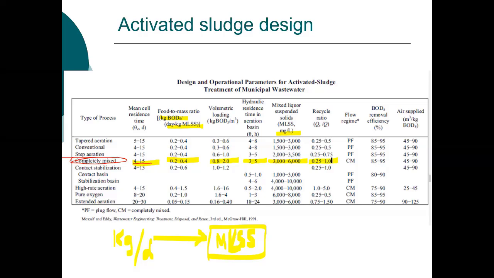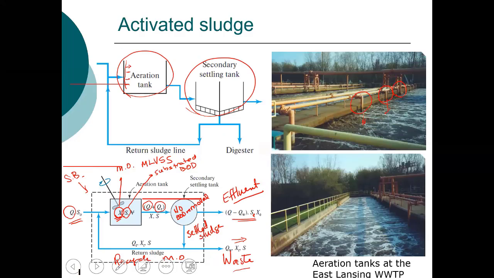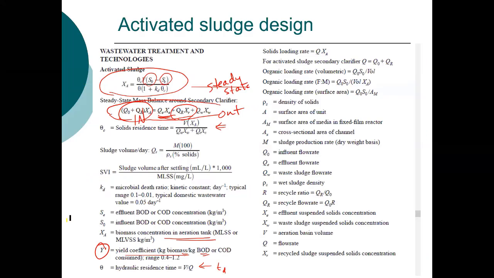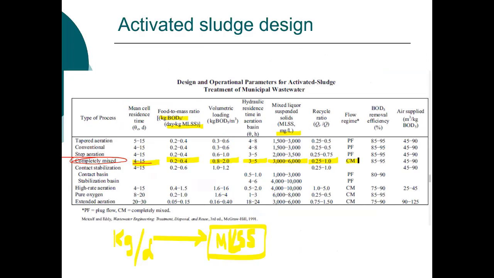The recycle ratio is 0.25 to 1. So this flow rate back here, okay, if we take Q sub R over Q, ranges from 0.2 to 1. So you can have a significant amount of flow. If it's 1, then this volume is twice what it would be based on this Q, the initial Q. This is a completely mixed reactor.